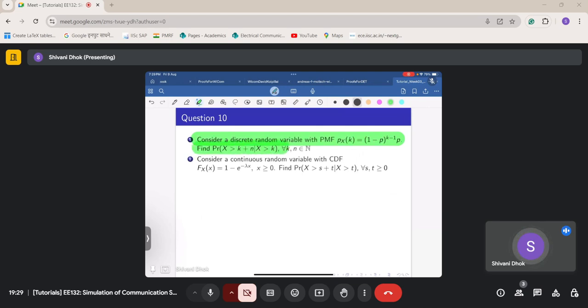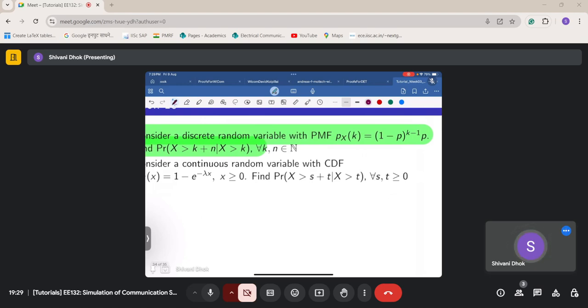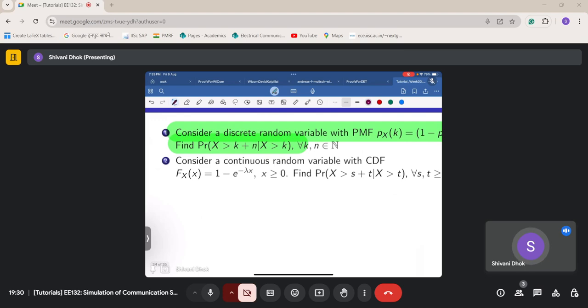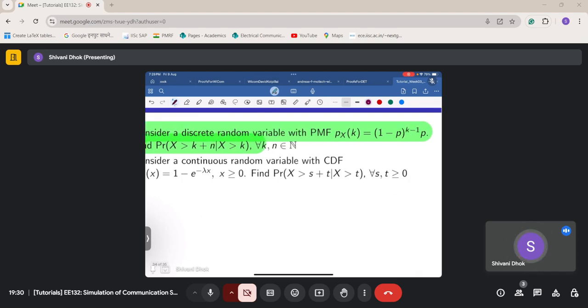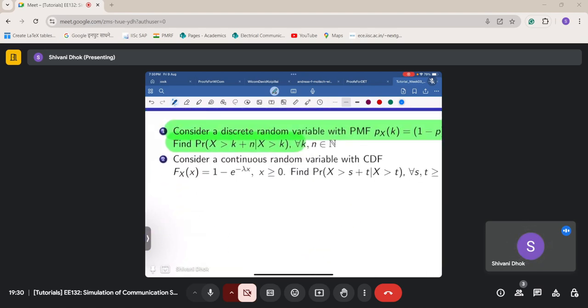What it says is, consider a discrete random variable with PMF given by this, and we need to find the probability that x is greater than k plus n, conditioned on x greater than k. This is for all k and n in the natural numbers, that means k and n will only take positive values. So for the first part we have the probability that x is greater than k plus n, conditioned on x greater than k.